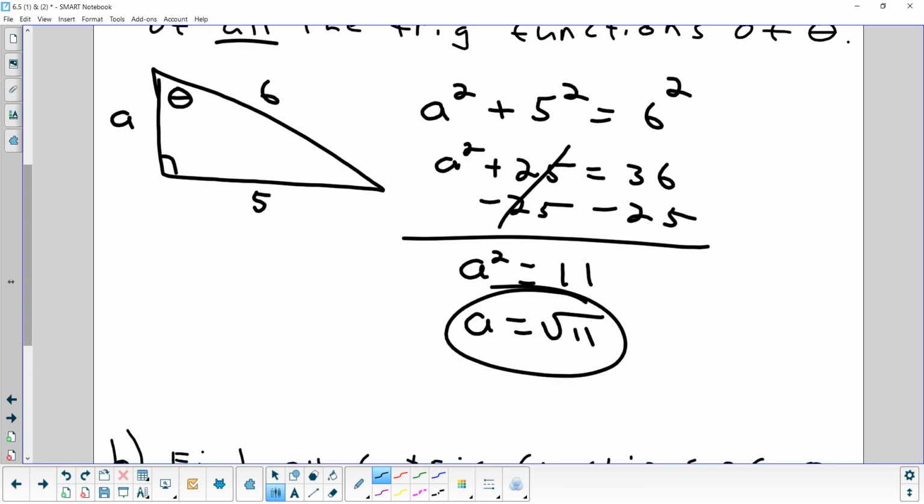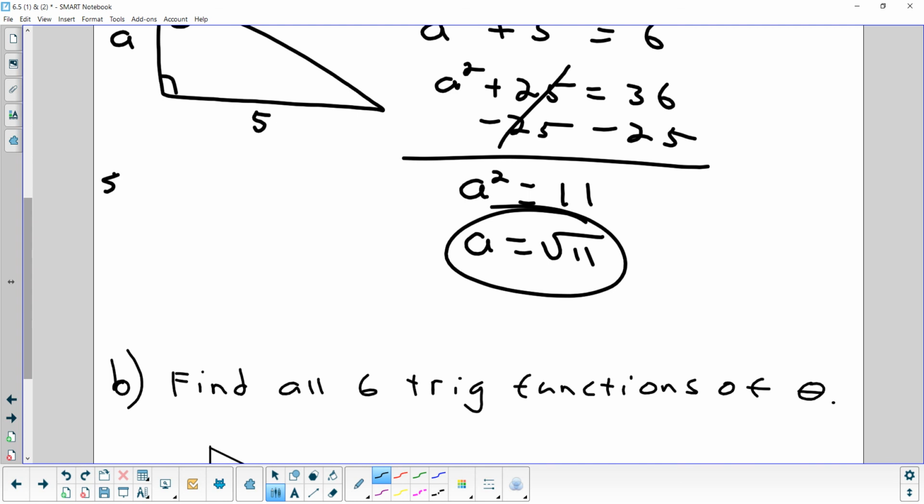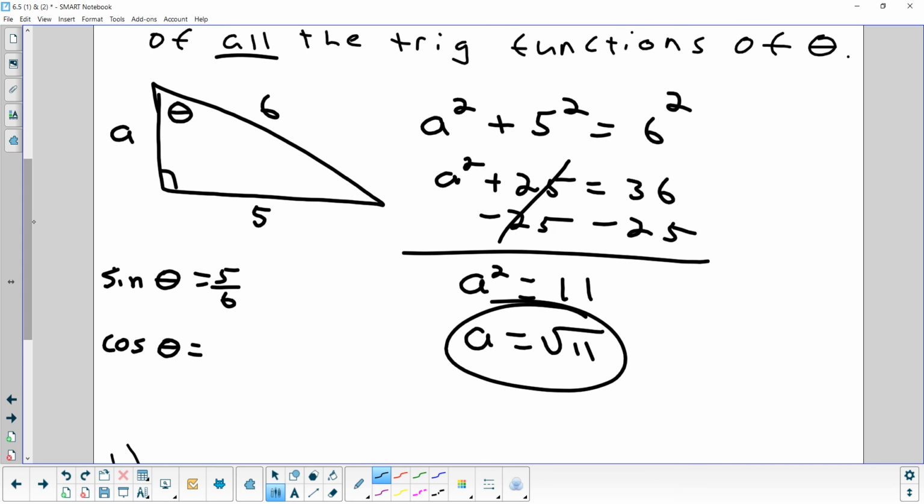And remember, we don't want to take the square root as a decimal. We want to leave it as a square root, unless they say not to. Then we can do a decimal. But most of the time, in a problem like that, we're going to leave it just like that. Okay, questions on that? Now, find all the trig functions. So the sine, we already knew, was 5/6. What's my cosine?